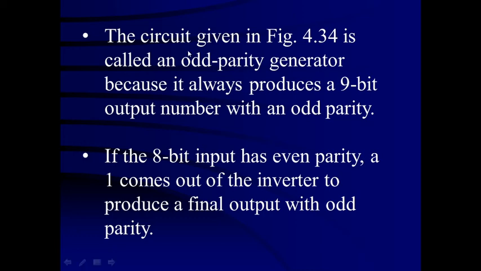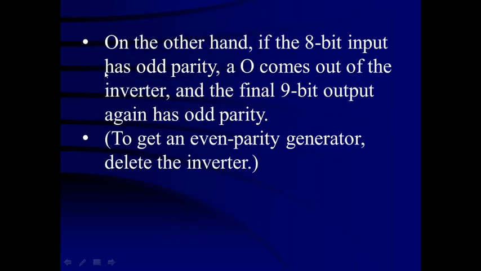The circuit given in figure 4.34 is called an odd parity generator because it always produces a 9-bit output number with an odd parity. If the 8-bit input has even parity, a 1 comes out of the inverter to produce a final output with odd parity. On the other hand, if the 8-bit input has odd parity, a 0 comes out of the inverter and the final 9-bit output again has odd parity. To get an even parity number similarly, you just delete the inverter and this circuit becomes an even parity generator.